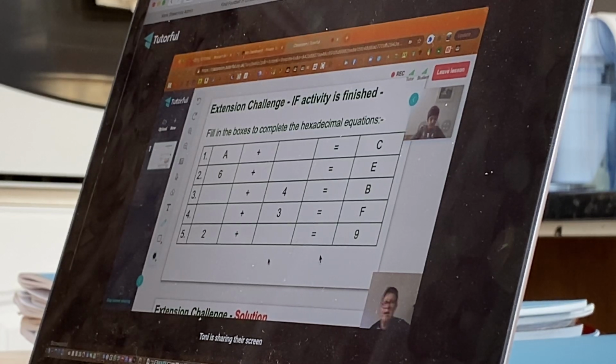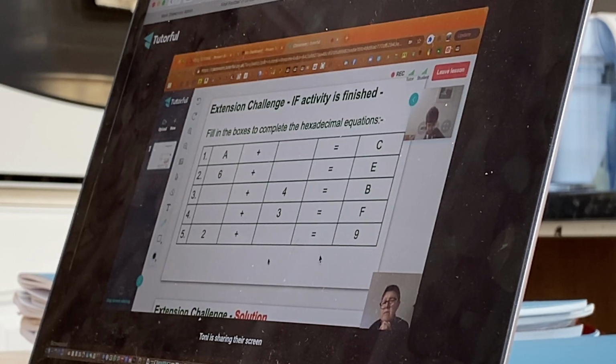Done. Excellent. Now, this is going to make your brain hurt. So, what we've got here are some hexadecimal equations, but we're also going to use the decimal numbers that we know. Either in your head or look at your grid, what is hexadecimal A as a decimal number? No, as a decimal number.